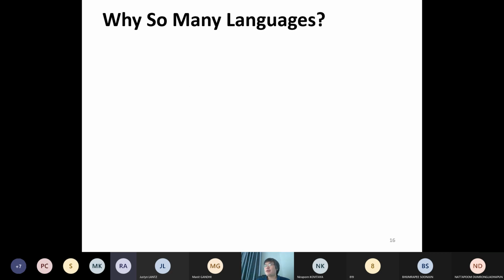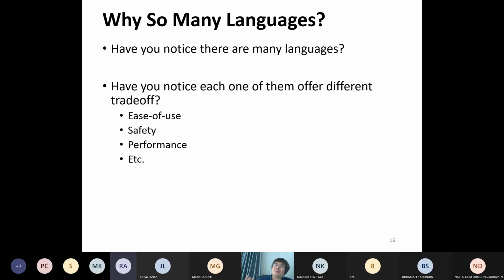But in the end, why do you want to have so many languages? You have Python, Scala, Rust, C, C++, C Sharp, assembly, right? Each one of them, if you look at the concept behind programming languages, offers different trade-offs. Easy to use: Python is really good at that. Before the days of Python, it was Ruby. We don't use that much anymore. And then Perl, which is even older, right? These scripting languages allow you to build something quickly.